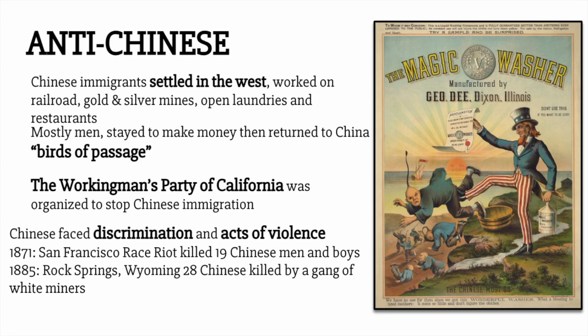In 1871, in San Francisco, there was a race riot that killed 19 Chinese men and boys. And in 1885, in Rock Springs, Wyoming, 28 Chinese were killed by a gang of white miners. Okay, so again, we have open violence and mistreatment of people because they are Chinese. The advertisement you see on the screen for the magic washer features some pretty strong anti-Chinese sentiment, as well as some pretty overtly stereotypical images of Chinese people living here in the United States.